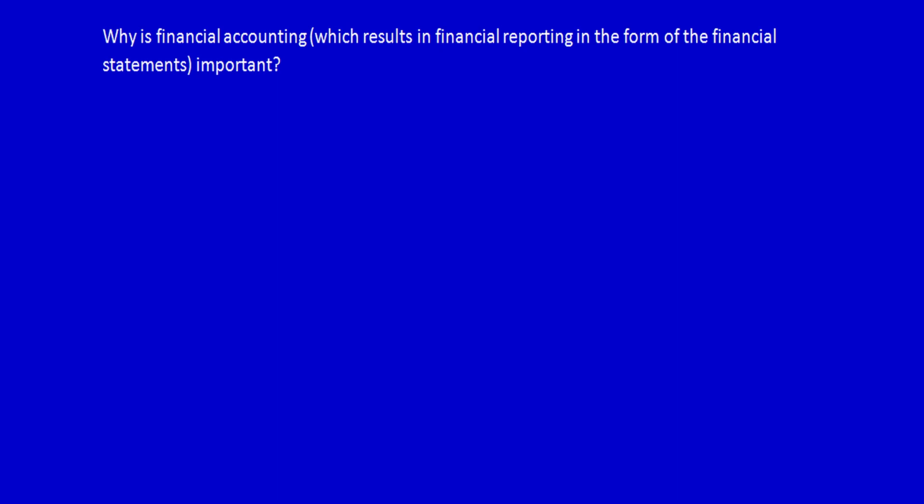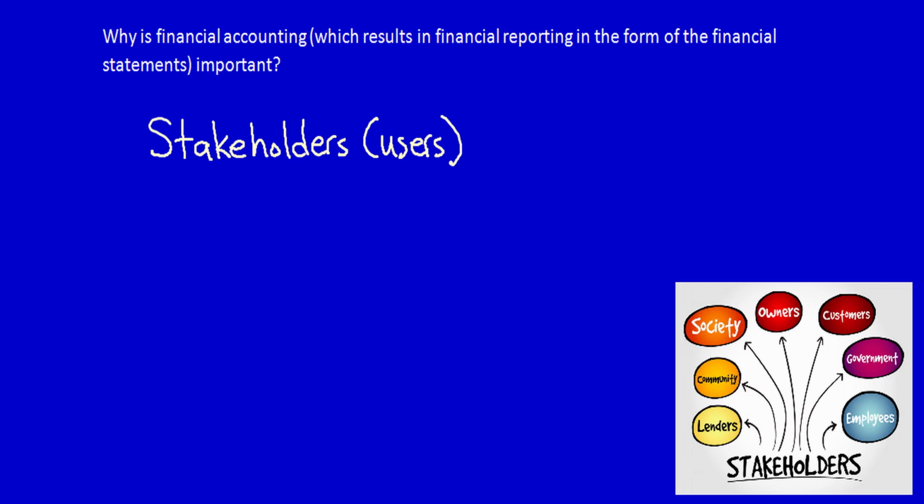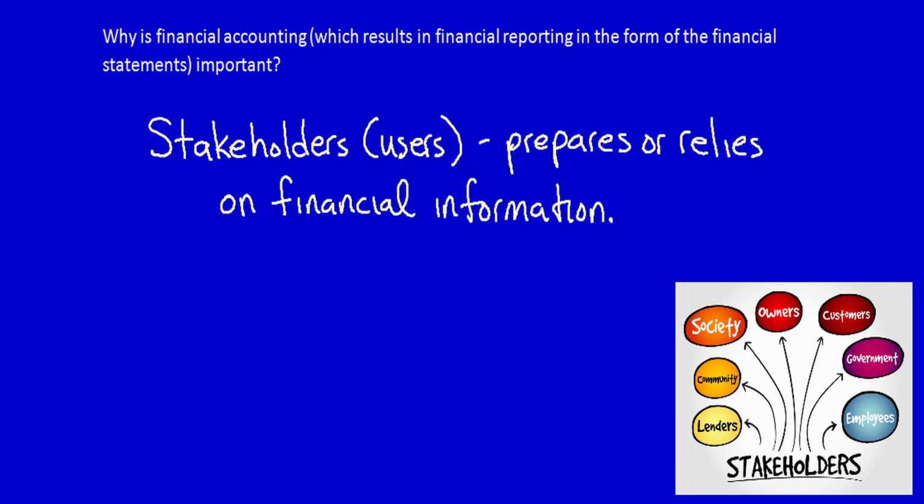So why is financial accounting, which results in financial reporting in the form of financial statements, important? You already know from introductory financial accounting that stakeholders, also called users, are parties that have a stake or interest in the business. Generally, they have something at risk, such as their job or their money or even their reputation. A very broad definition of users or stakeholders is anyone who either prepares or relies in some way, shape, or form on financial information. Let's give a few examples.